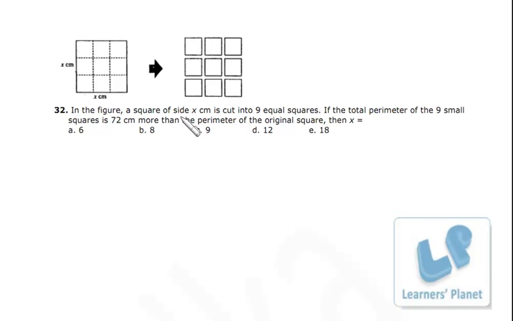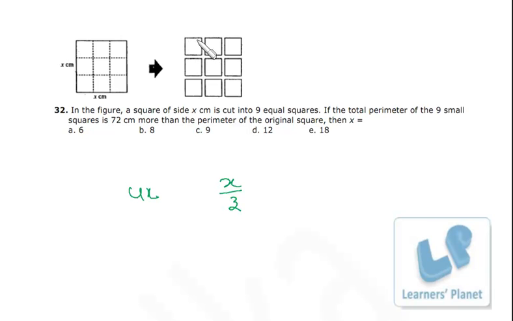In the figure, a square of side x centimeter is cut into 9 equal squares. If the total perimeter of the 9 squares is 72 more than the perimeter of the original square, then x is equal to? Now that's a simple question. The perimeter of this is 4x, being a square. And see, each side is cut into 3 equal pieces. So the total is x, so each side will be x by 3.